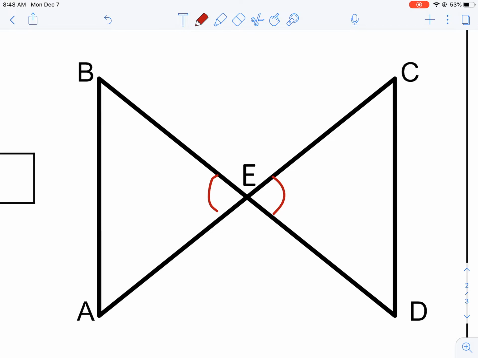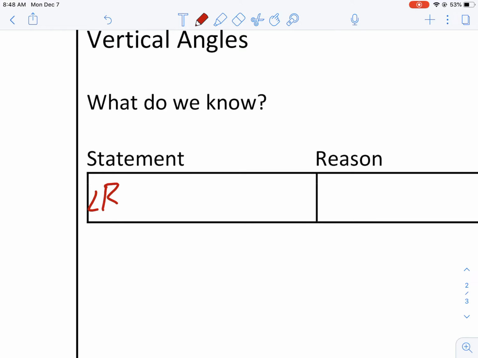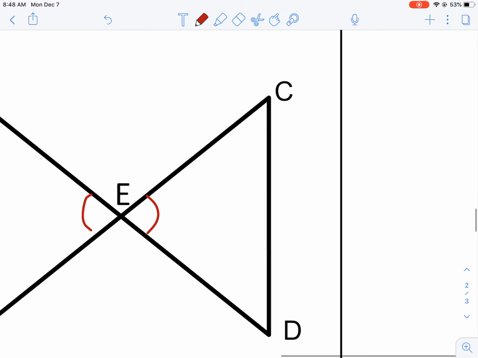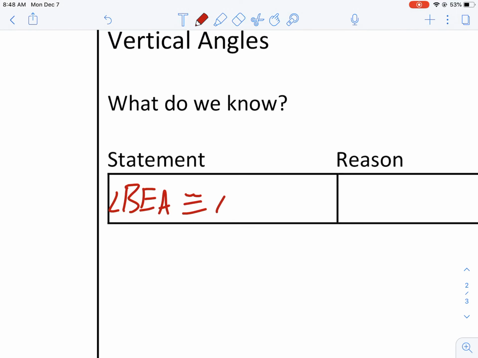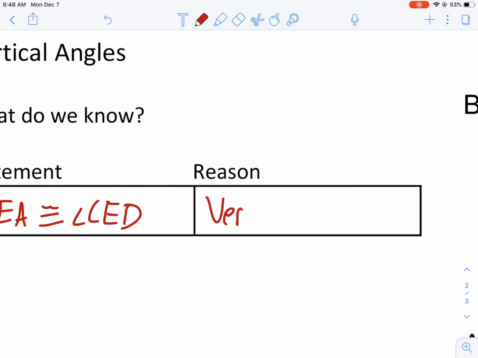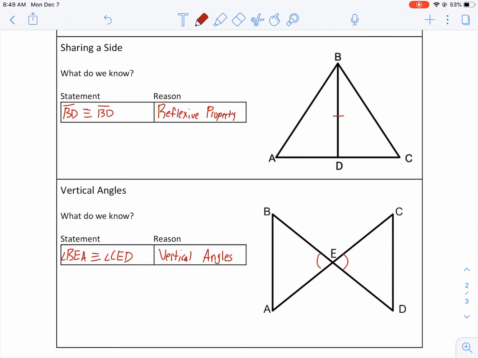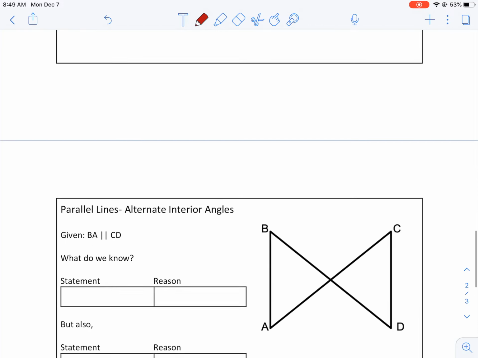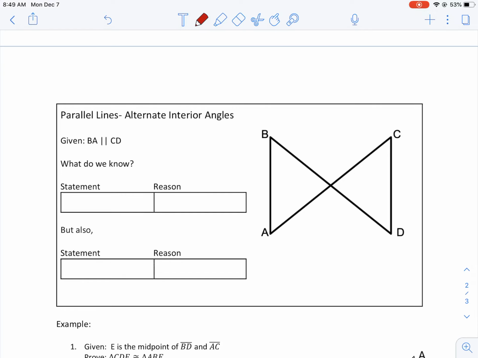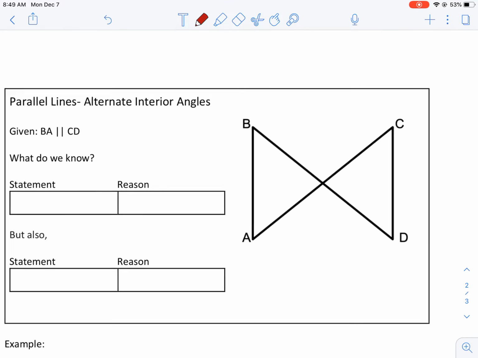So angle BEA is congruent to angle CED. And the reason for that would be vertical angles. Okay, so these last two ones, you guys definitely need to be able to recognize those two, reflexive property and vertical angles, all right? The last one is parallel lines. Parallel lines is a little bit hard, probably the hardest one, all right?